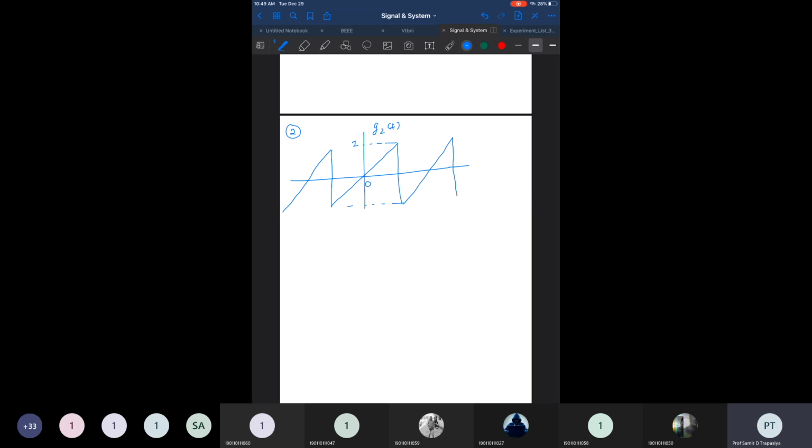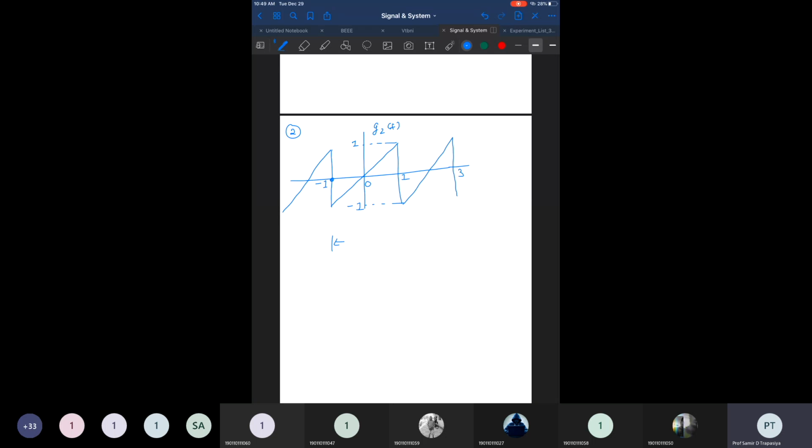You can pick up any of the cycles. You can start from 0 or somewhere else, any of the cycles. But I would like to pick up this cycle from minus 1 to plus 1, right? So this is the time duration. What is the time duration over here? The time duration is 2.